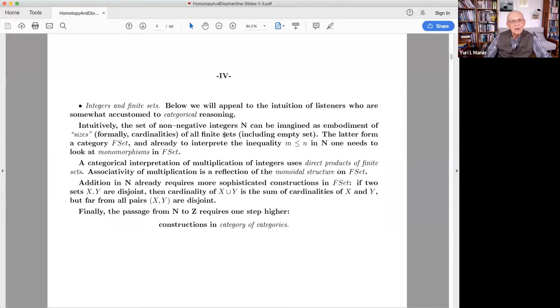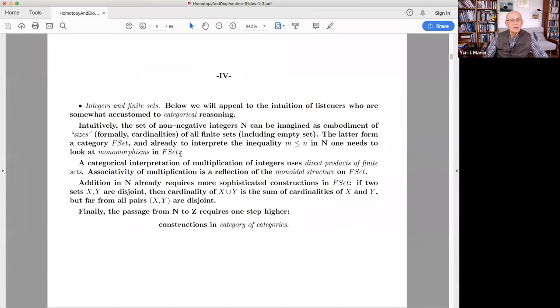So what I want to say now is that if you want to include numbers, integers, into a more general mathematical context, you should imagine that each integer is the cardinality of a finite set of given cardinal. And finite sets, including the empty set, form a category, FSet, so finite sets. And already to interpret the inequality that one number is no larger than another, one needs to look at morphisms.